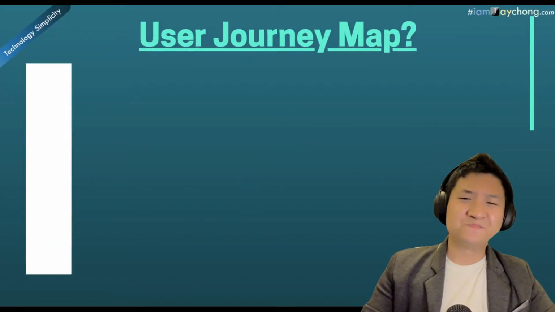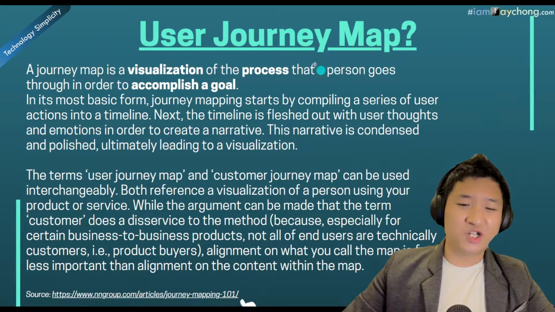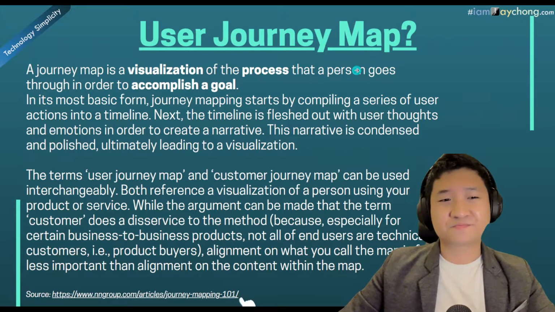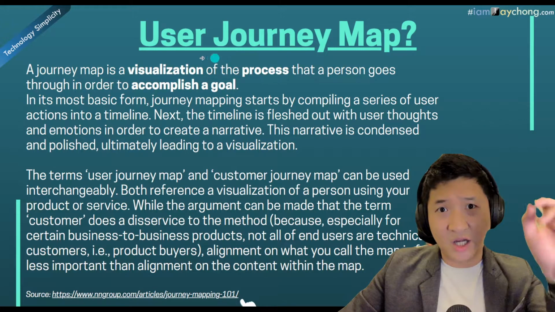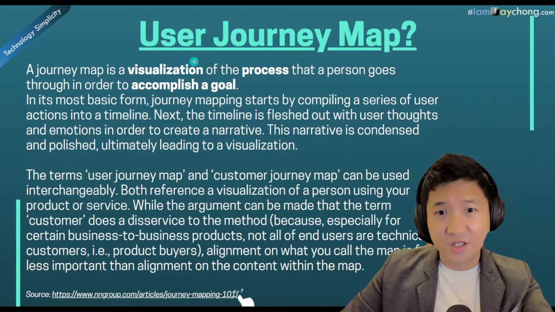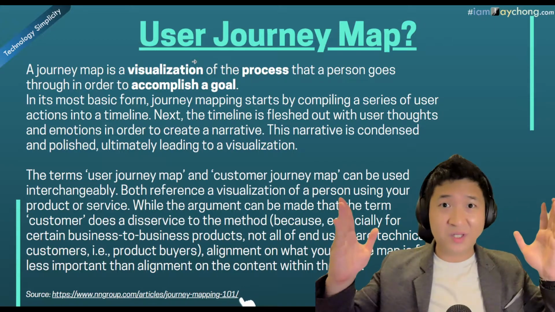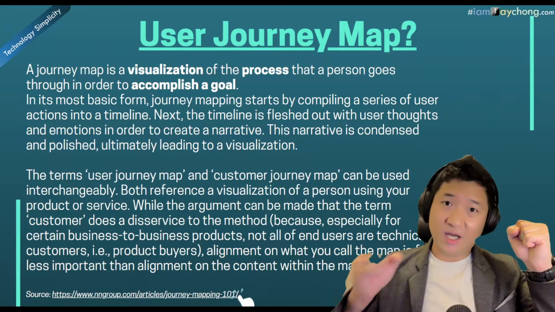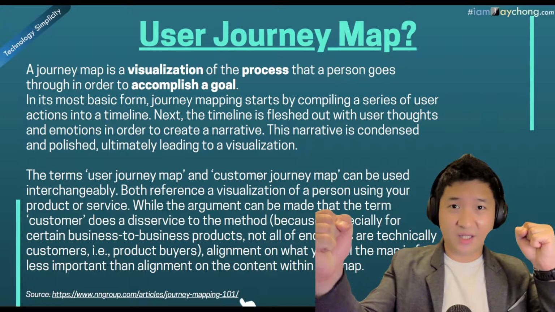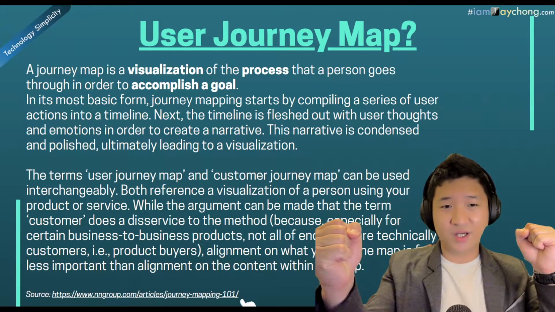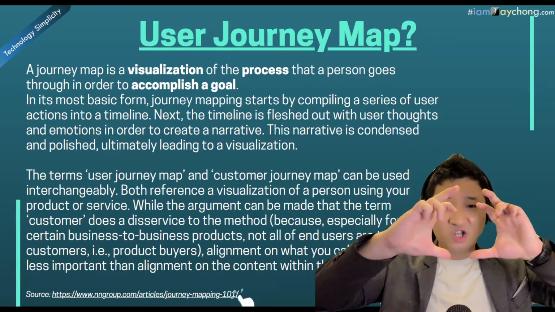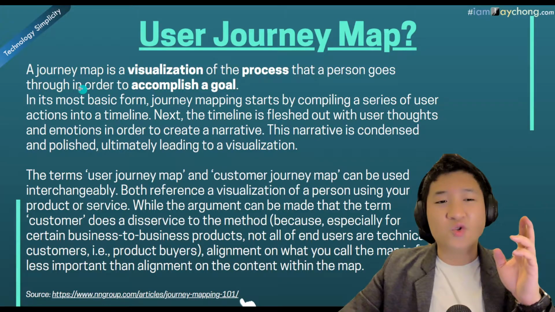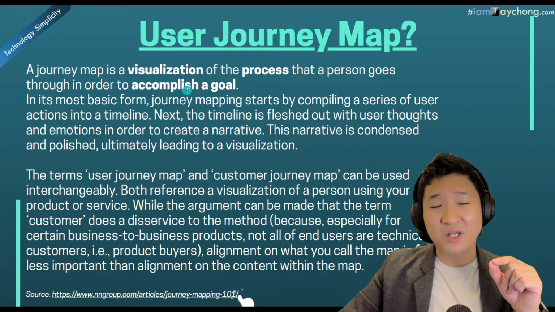Okay, so let's go. When it comes to user journey map, yeah, this is the boring part, I know, but put it this way. The journey map is actually a visualization of the process. Process means from the very beginning, when you begin your journey, until when you found something or the end of the journey. So the journey map is the visualization of this process that a person goes through in order to accomplish a goal.